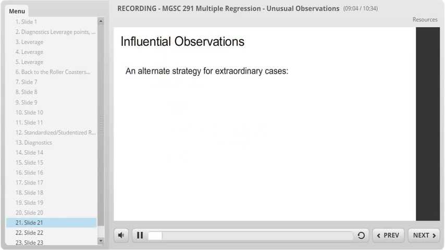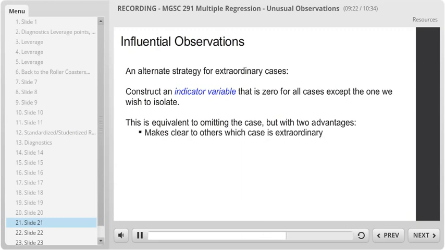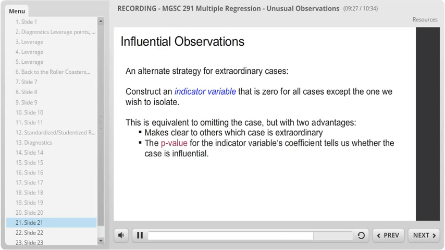An alternative to omitting an unusual observation is to keep it in the data set but construct an indicator variable that is 0 for all cases except the one we wish to isolate. This is equivalent to omitting the case, but it has 2 advantages. It makes clear to others which observation is extraordinary, and the p-value for the indicator variable's coefficient tells us whether the case is influential.